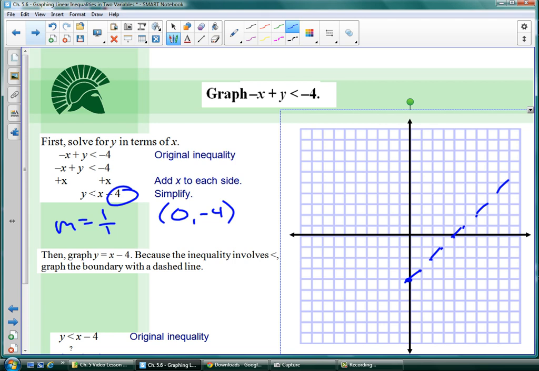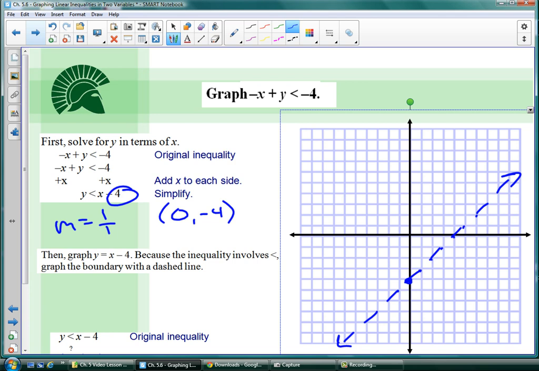Remember, these lines go on and on forever in both directions. So I have to make sure that I put arrows on the end of my line. So it crosses at -4.